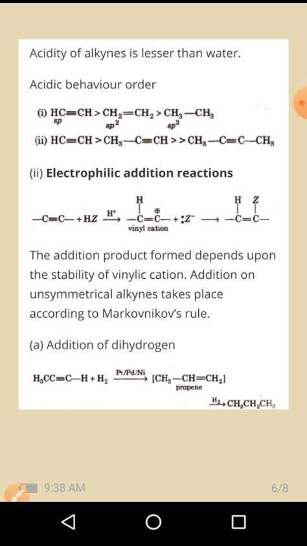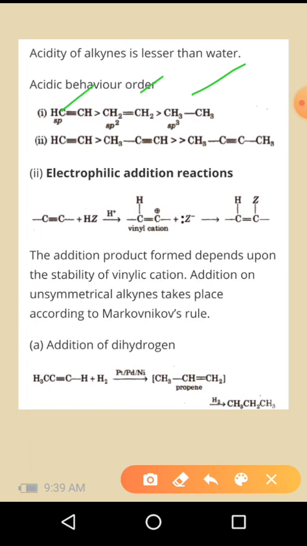The acidic behavior is in the order: CH triple bond CH, that is ethyne, is more acidic than ethene, which is more acidic than ethane. That is, alkyne type molecules are more acidic than alkene and alkane.